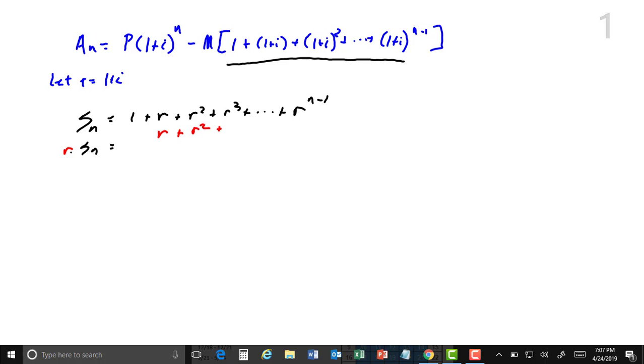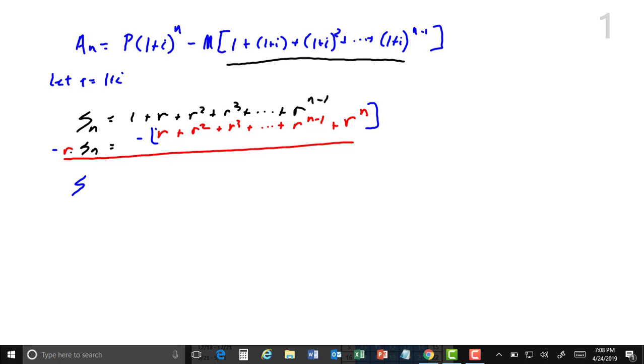And then a plus r cubed plus dot dot dot plus r to the n minus 1. And then we have one more, because r to the 1 power would be r to the n. Now if I take this line here and I subtract this from this, so all of these things turn minus, and then I add them up so that I have s of n minus r times s of n is going to be, the only thing left will be this 1 minus the very last term, r to the n. You see that?